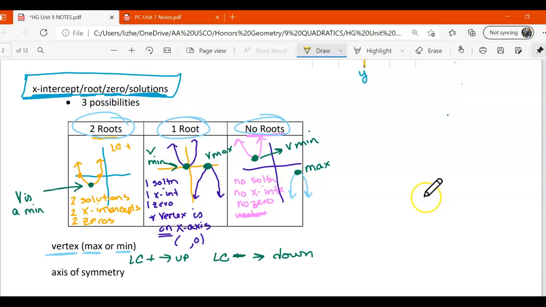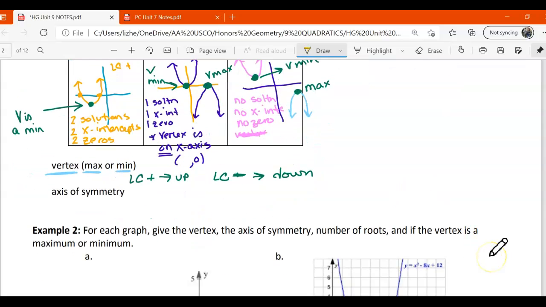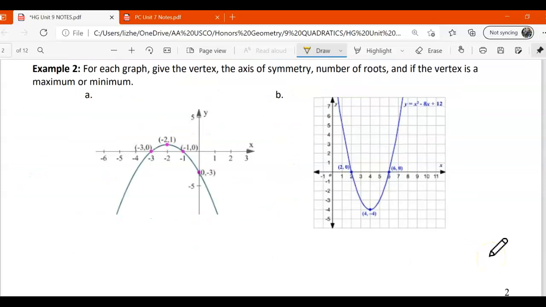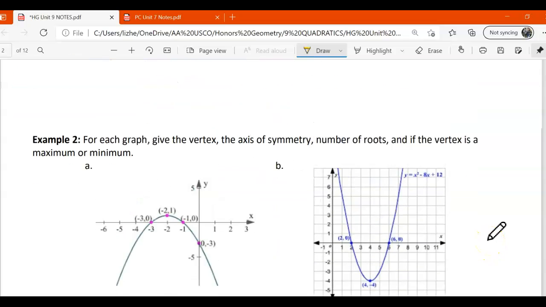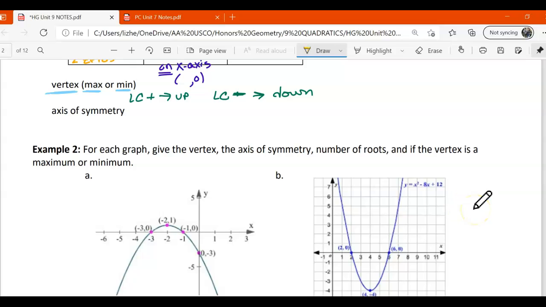But if I had this graph, let me try to make a good one. Oh, I have some examples here. These notes are different than the ones I'm going off of. But anyhow, okay, so we'll just go on. Example 2. Well, wait a minute.